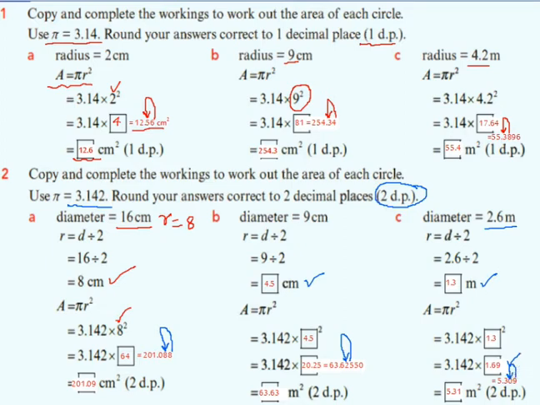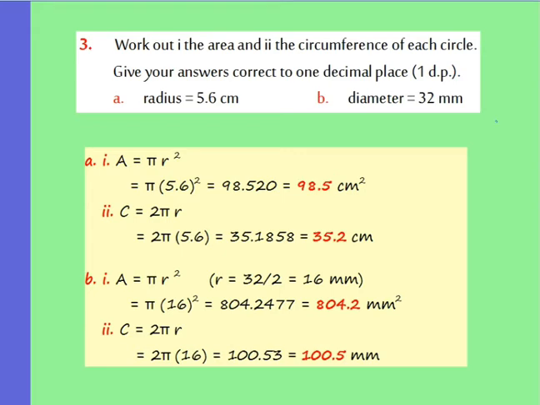It's easy. Let us do this question: work out area and circumference. The radius is given, so area is pi r square, as you know. If a calculator is allowed, you can directly write pi into 5.6 square, or pi into 5.6 into 5.6, and you get this answer. They are asking for one decimal place, so check this place is 2, so there will be no change.